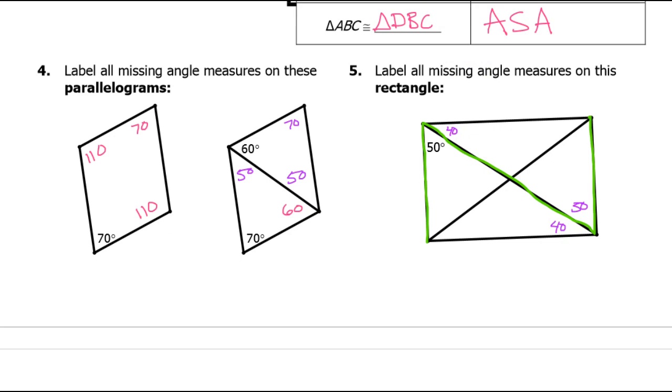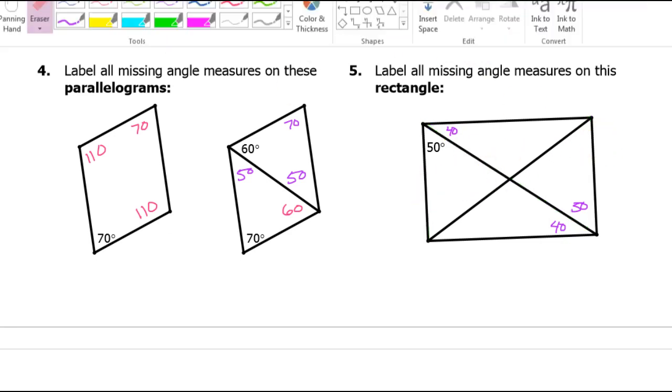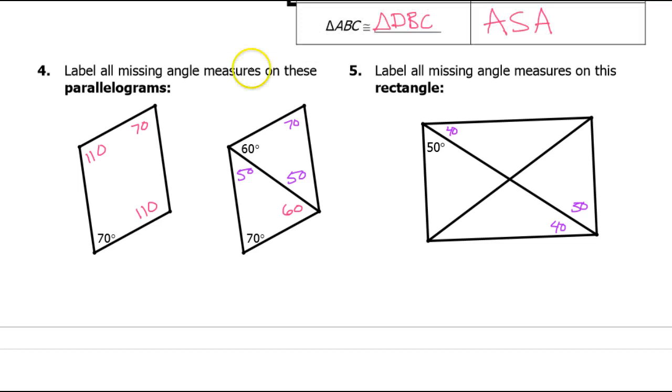Now, here's something a little bit new. Because this is a rectangle, that means that the diagonals are congruent and they bisect each other. So the bottom line of that is, all 4 of these segments are going to be congruent in a rectangle. All 4 pieces are equal. That means I've got isosceles triangles all over the place.